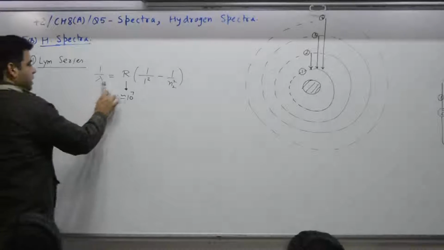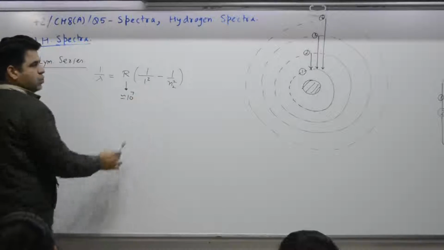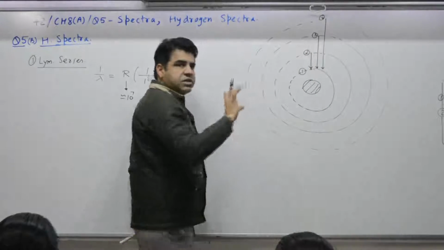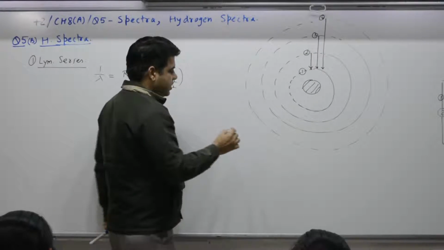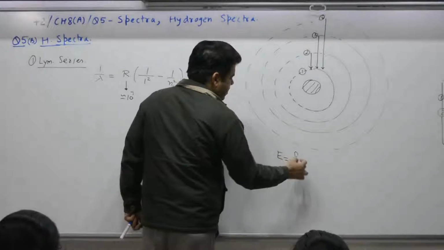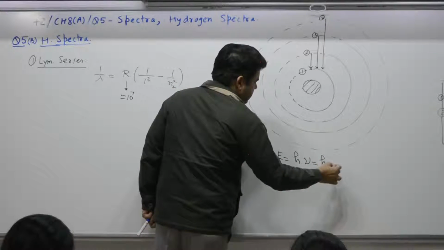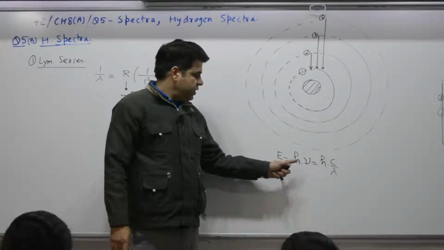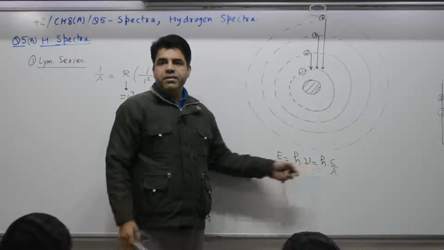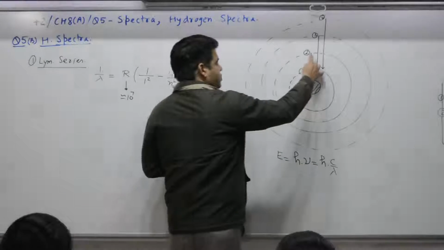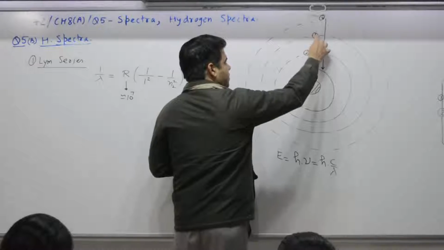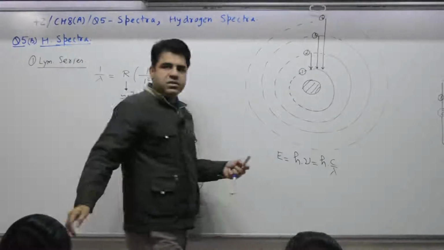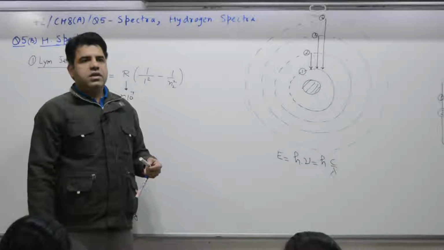So by having this value, you can put n is equal to 2. If the electron jumps from second to the first, this energy difference will be minimum. As energy is equal to h nu is equal to hc by lambda, this energy difference is minimum, so frequency is minimum, lambda will be maximum. So second to first lambda will be maximum, third to first lambda will decrease, fourth to first lambda will further decrease, and frequency will keep on increasing.